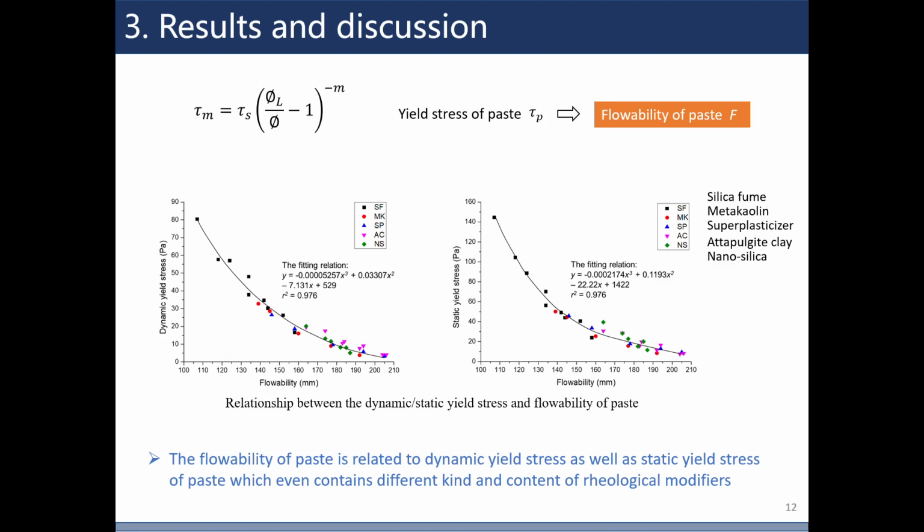The figures show the yield stress and the corresponding flowability of paste with different kinds and contents of rheological modifiers. We find there is a relationship between the flowability and both dynamic yield stress and static yield stress of paste, even though the cement paste contains different rheological modifiers. As a consequence, the yield stress of paste can be figured out in accordance with the flowability of paste.